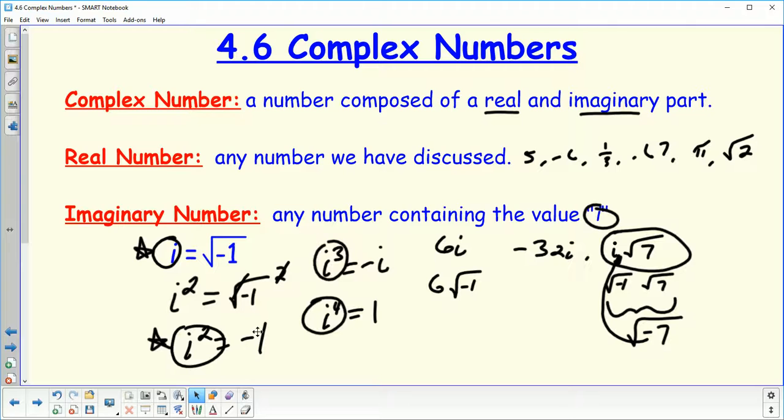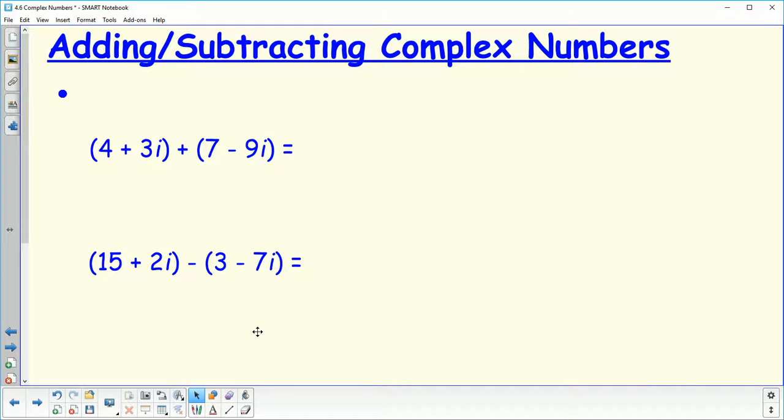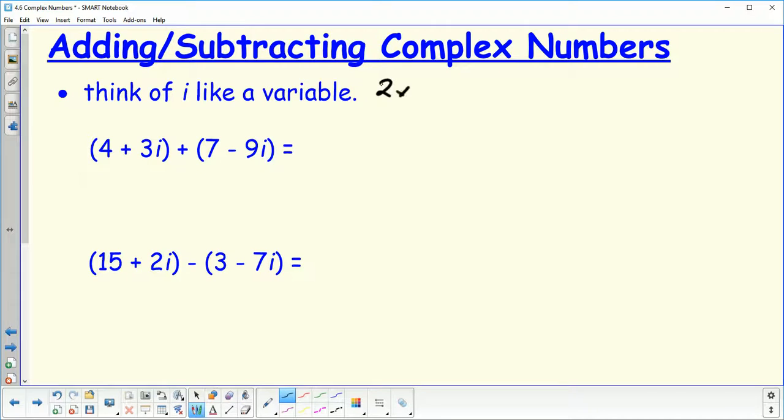Okay, so adding and subtracting complex numbers, we're going to treat those i's just like they're variables right now. What I mean by that is, if we said something like 2x plus 3, well, we couldn't simplify that at all. We'd have to leave it as 2x plus 3.